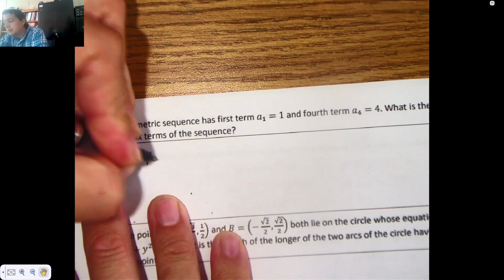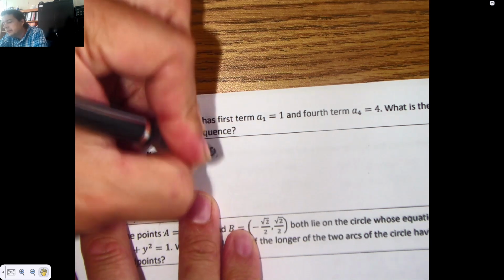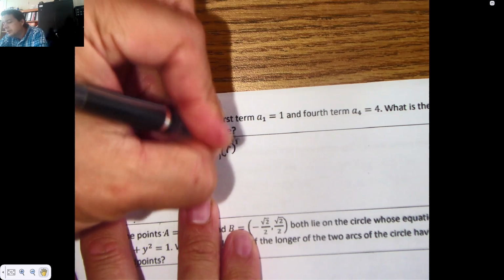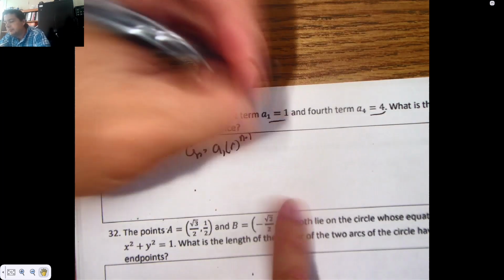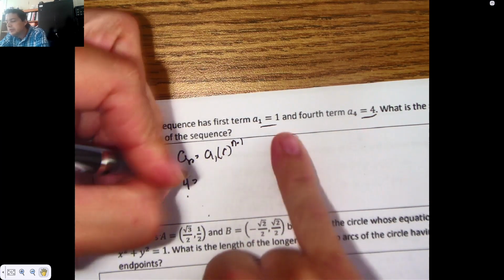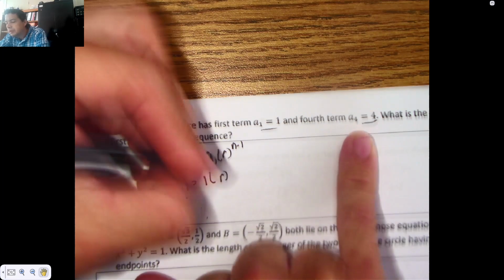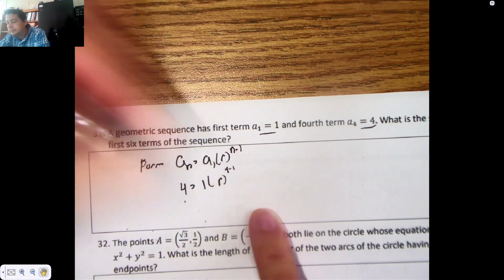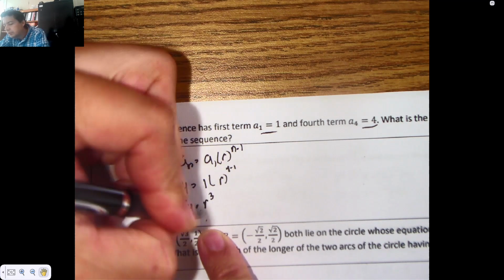The form for a geometric sequence is that the nth term is the first term times a ratio raised to the n minus 1. I need that for this, okay? A sub 4 is 4. It is equal to the first term of 1 times an unknown ratio, and n is 4, so 4 minus 1. So 4 equals r cubed.